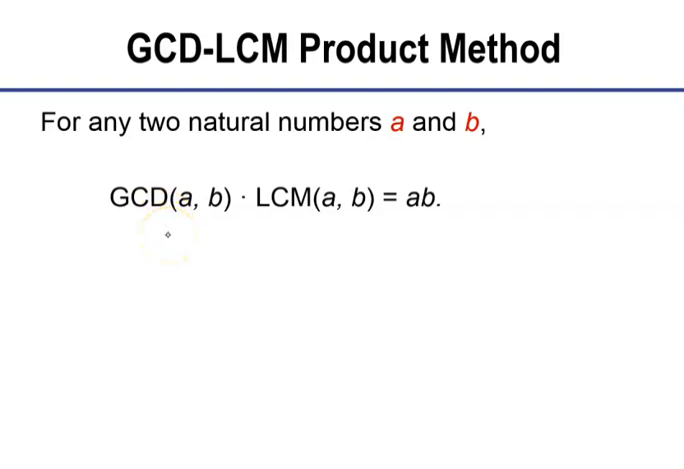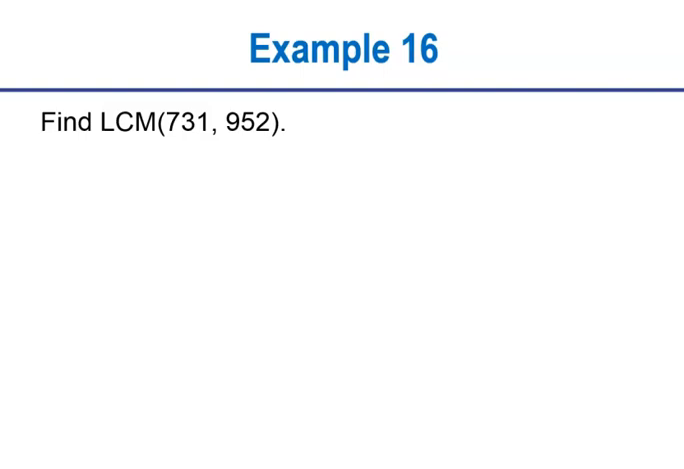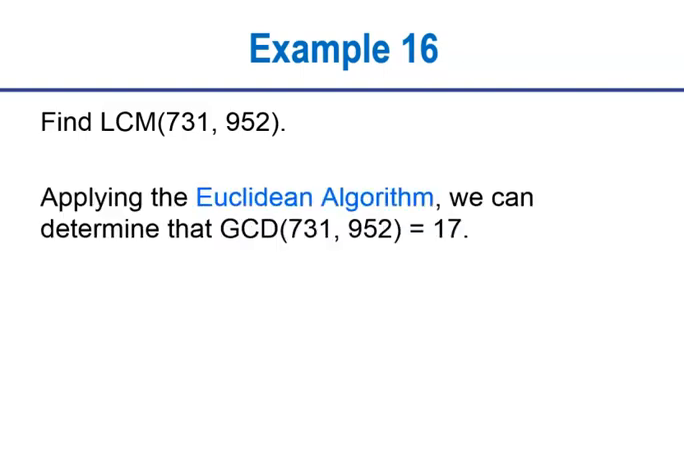Whereas the least common multiple is what we just finished covering. It is the smallest number that both A and B divide into. And if you multiply the greatest common divisor times the least common multiple, you're going to get the product of A and B. It's a very interesting formula. Now this problem asks us to find the least common multiple of 731 and 952. And then they go on with their result.